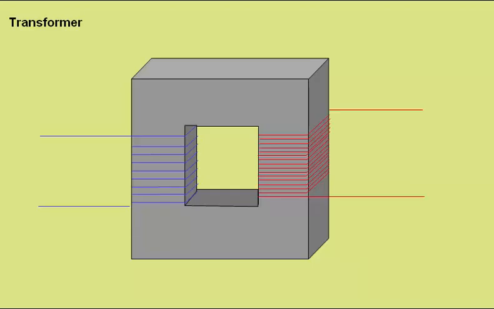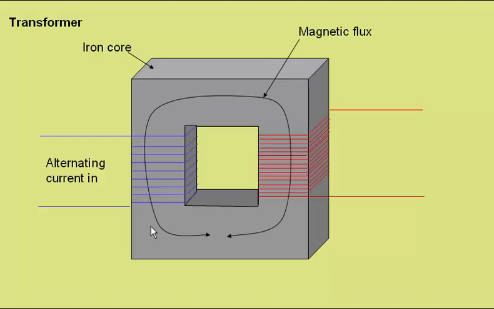Eddy currents can lead to energy losses due to heating in transformers. We don't need to cover transformers in depth, but they consist of an iron core round which we have a primary coil of wire which carries an alternating current. This produces a changing magnetic flux passing through the iron core. As the alternating current changes direction, so does the magnetic flux. We then have a changing magnetic flux through this secondary coil, and that then produces an alternating current out.